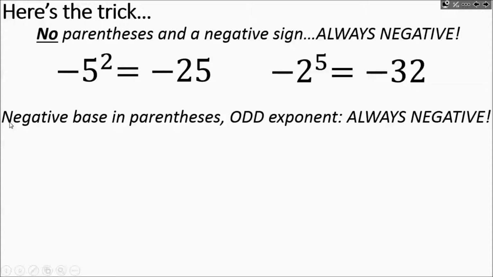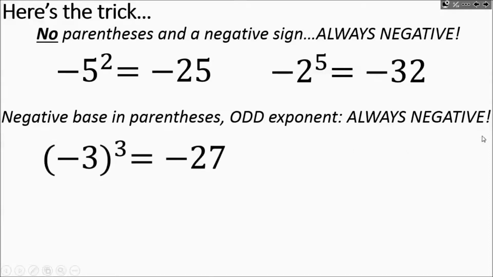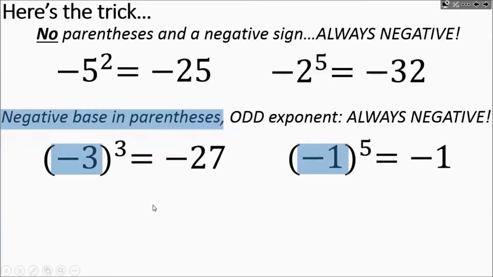If you have negative bases in parentheses with an odd exponent, the answer is always going to be negative. So let's look at a couple examples of this. So we've got a negative base in parentheses and an odd exponent. That means there's going to be an odd amount of negatives, which makes your answer negative. Same thing here. You've got negative bases and you've got odd exponents. It's always going to be negative.